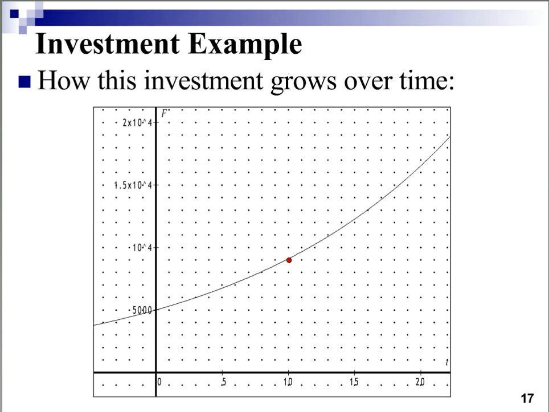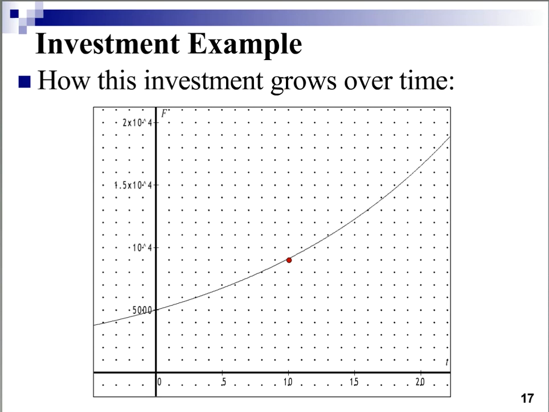Now this is Graphmatica output, and you'll notice that it goes on the vertical axis from 5,000 to 10 to the 4. So keep in mind 10 to the 4th is 10,000. This is Graphmatica's way to represent scientific notation.